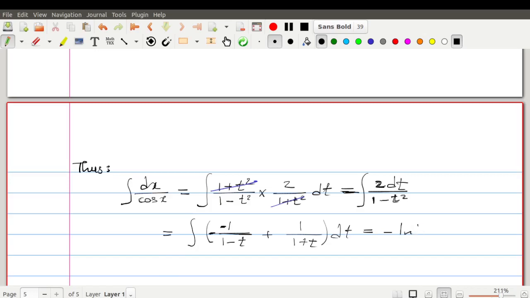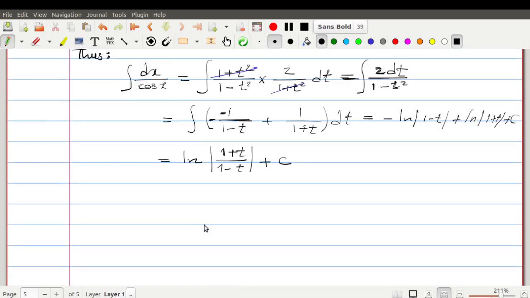So finally, this will give us negative ln of the absolute value of 1 minus t plus ln absolute value of 1 plus t plus constant. Obviously, ln of this will be the ratio 1 plus t by 1 minus t. So this is equal to the ln of the absolute value 1 plus t by 1 minus t plus a constant, and we know the expression of t.